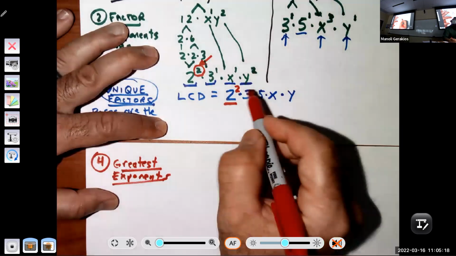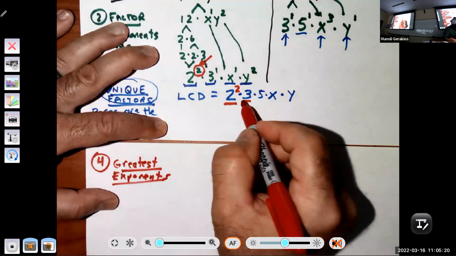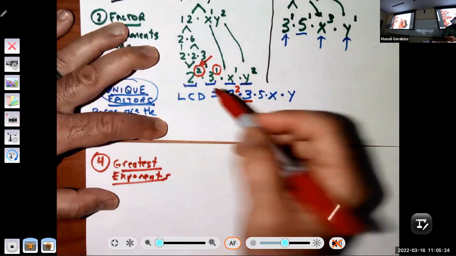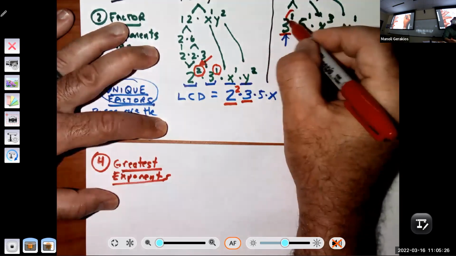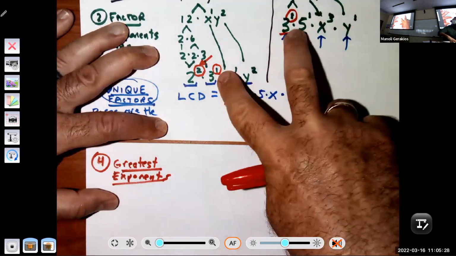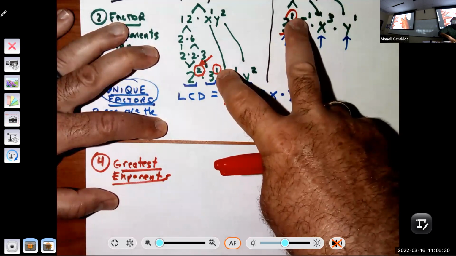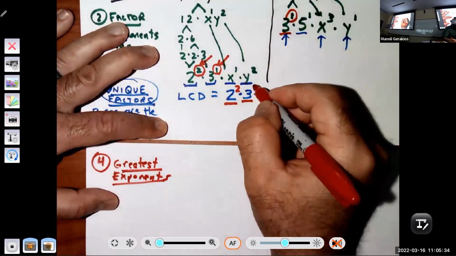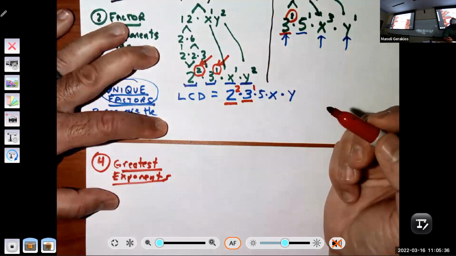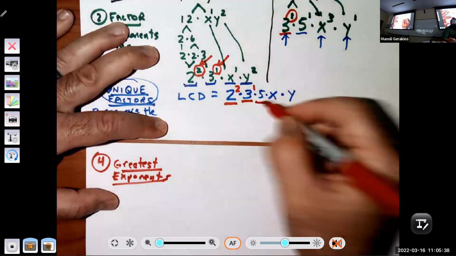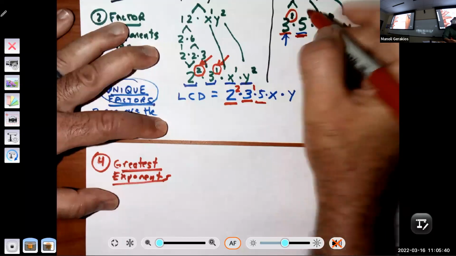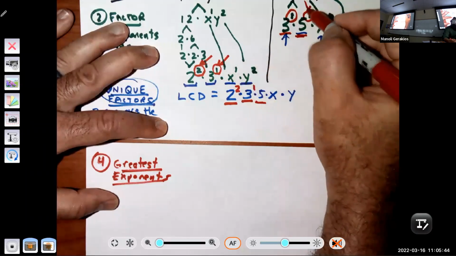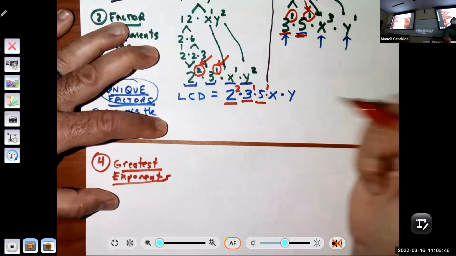Okay, now look at 3 in both factor trees, because I do have 3 to the first over here, and I do have 3 to the first over here. But the exponents are the same. When they're the same, I just grab one of them. When they're a match, I just need whatever that match is. On 5's, I only see 5's over here to the first power. There are no 5's in this first factor tree, so I use whatever that exponent is.